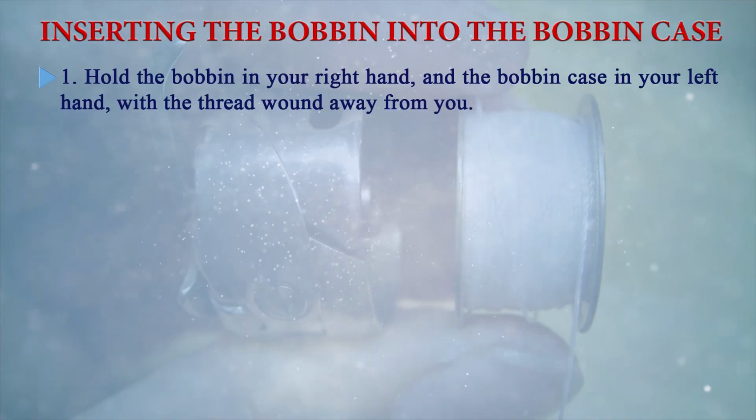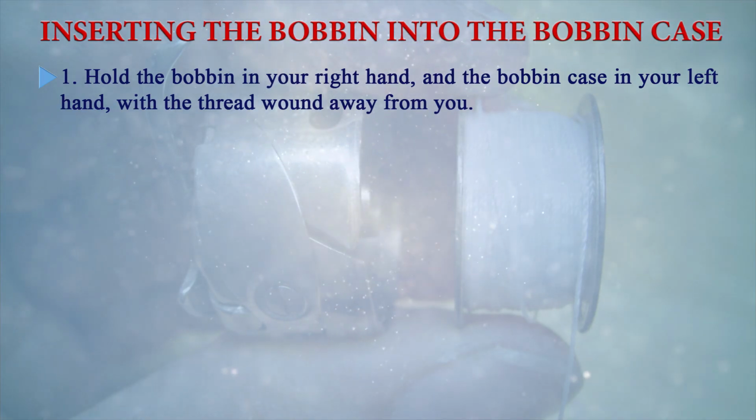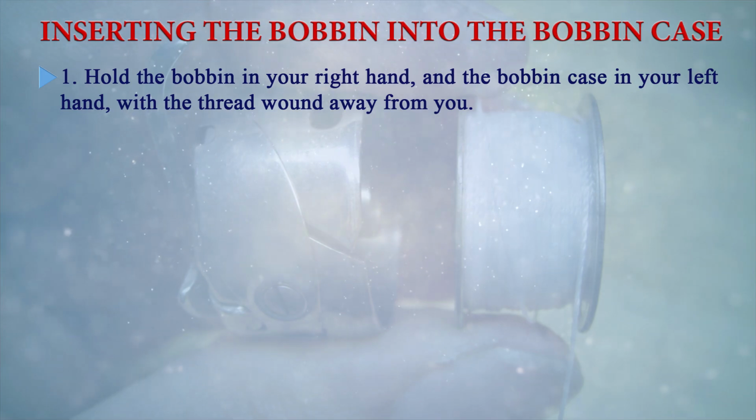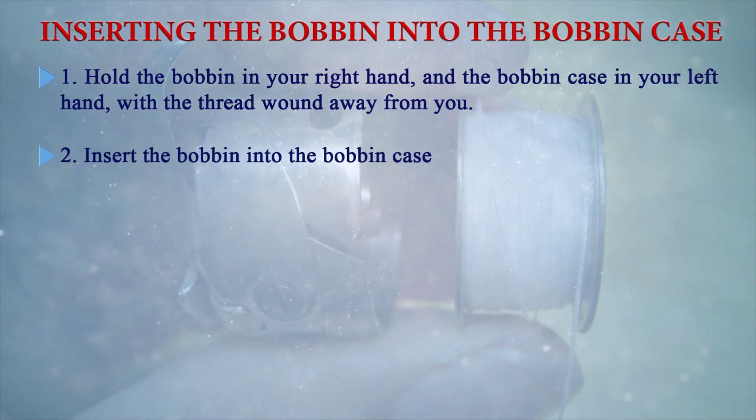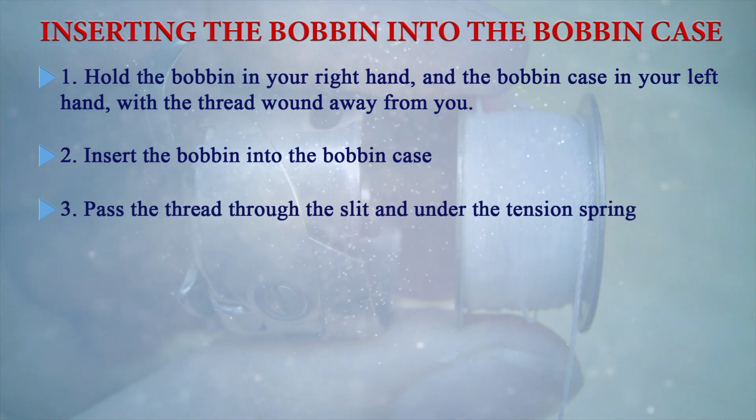Then what we do is insert the bobbin into the bobbin case. For that, hold the bobbin in your right hand and the bobbin case in your left hand with the thread wound away from you. Then insert the bobbin into the bobbin case. Press the thread through the slits.